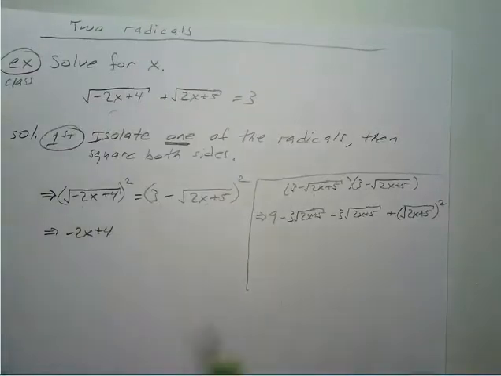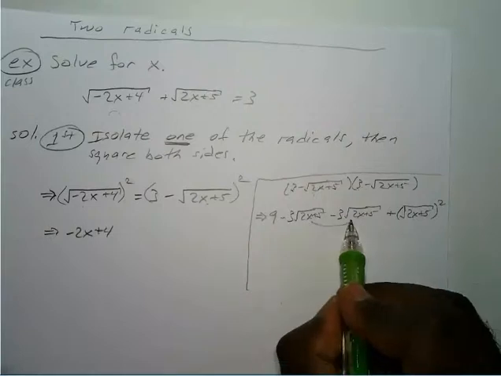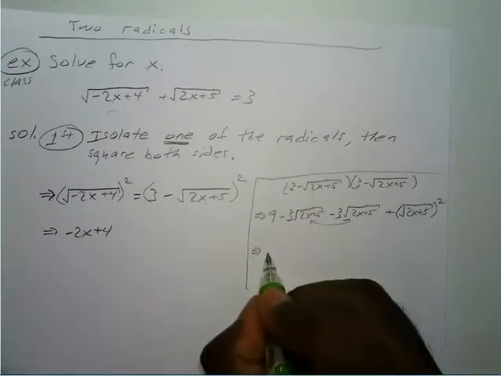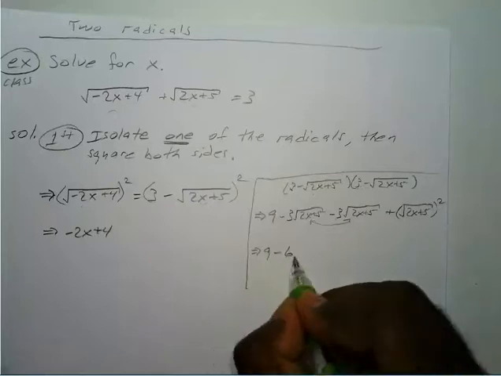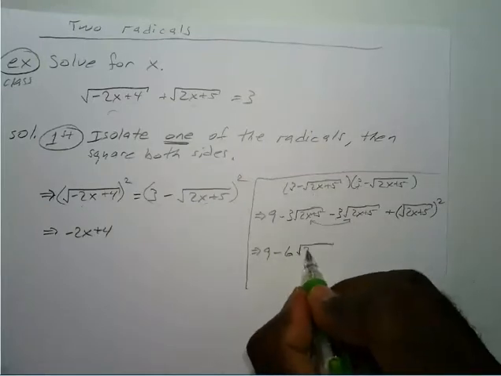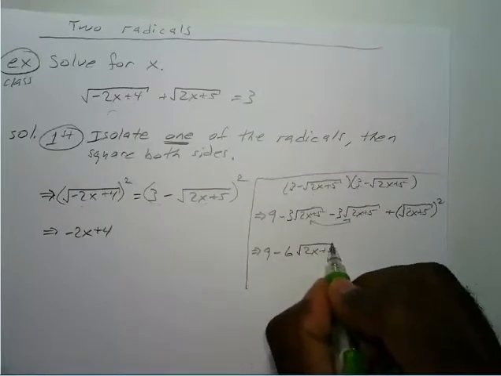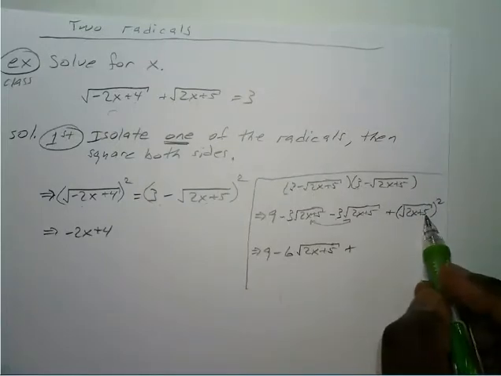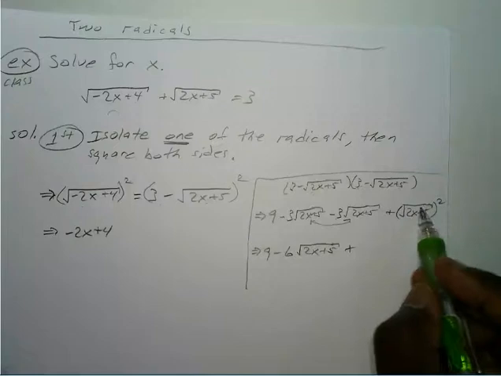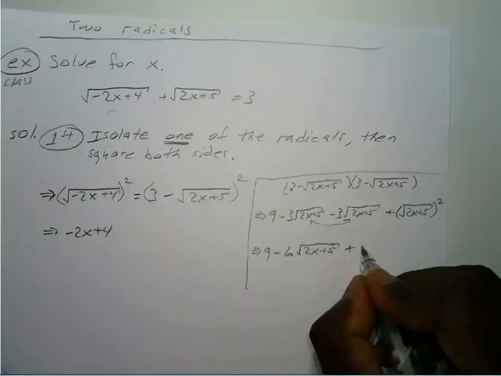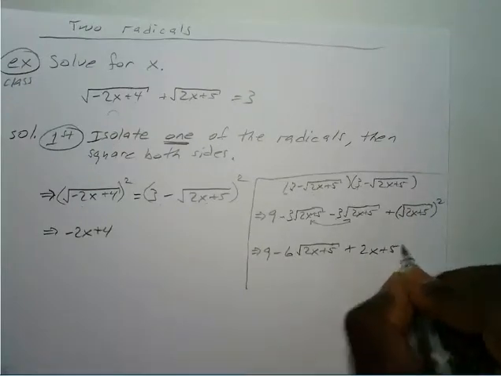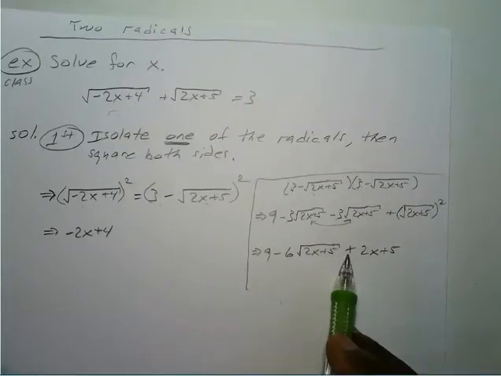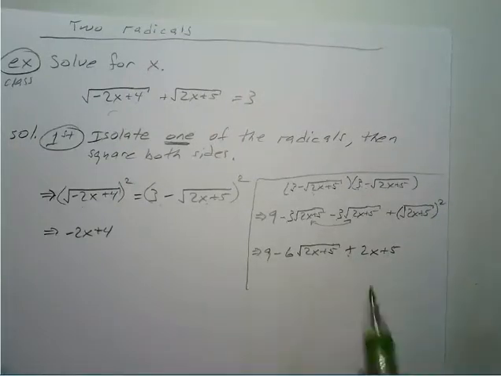All right, so we can combine these two middle terms. Negative 3 and negative 3 is negative 6. So we have 9 minus 6 square root of 2x plus 5 plus square root of 2x plus 5 squared. Remember, the square and the square root cancel out. So that leaves you just with 2x plus 5. We could put parentheses around that, but you don't have to because that's a positive number and it would just distribute and they will both stay positive.